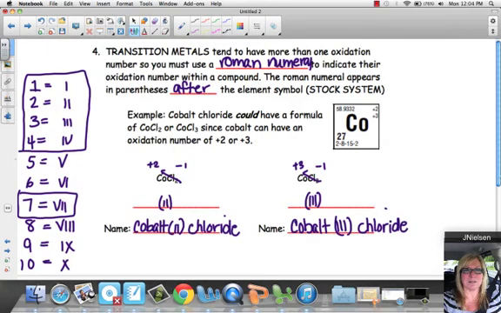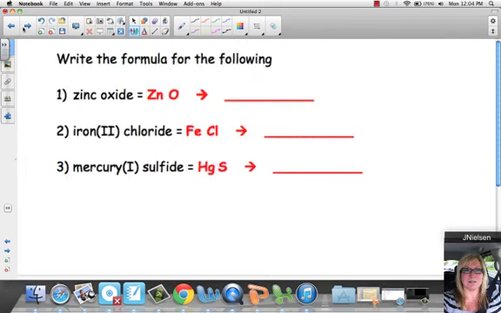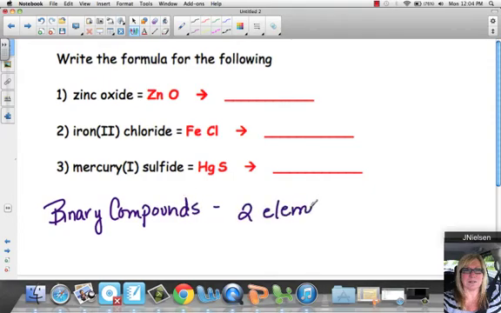The only way to get good at these is to practice. So that's all we're going to focus on today. We are going to do some more examples. So let's go back. We have zinc oxide. This is what's considered a binary compound. I'm going to introduce that word, binary compound, and that means 2 elements only.